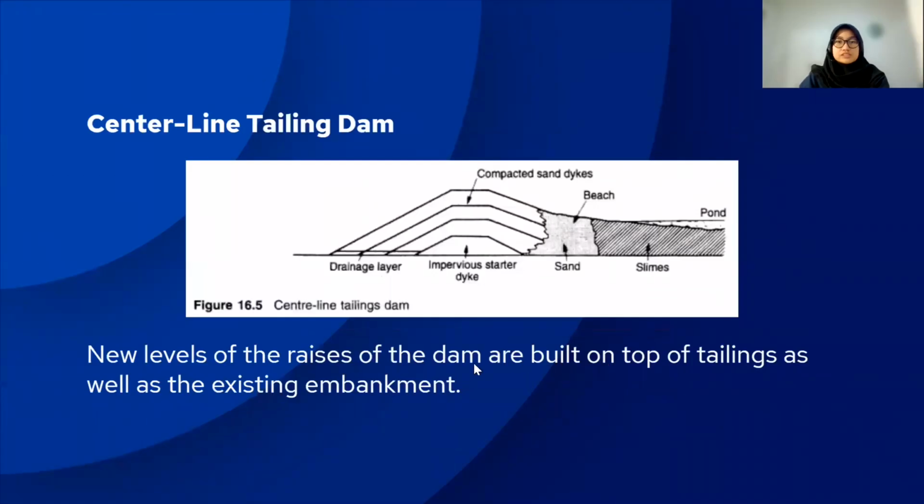The third is the center line. So new levels of the raised dam are built on top of the tailings as well as the existing embankment. The tailing placed on the downstream slope should be compacted to prevent shear failure. It requires a smaller volume of sand fill to raise the peak, but it must be considered when raising the upstream phase because we need to make sure that there won't be any unstable slopes.